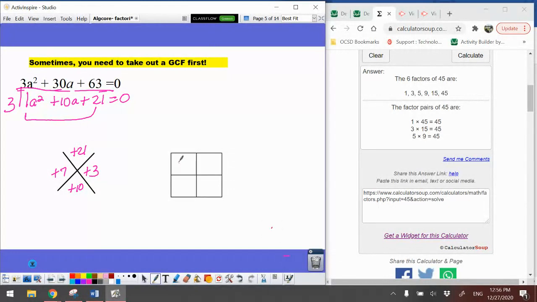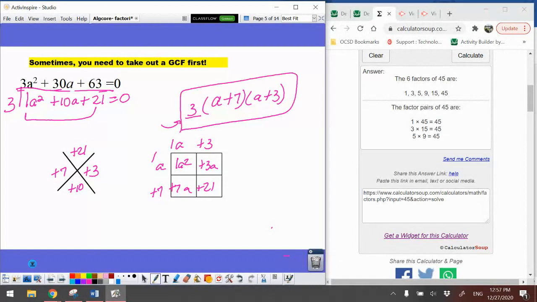So doing my crisscross, I have my 1a squared, my 21, positive 7, positive 3, take out my 7, take out my a, take out my a's and my 3's, and I have a plus 7, a plus 3, and I need my GCF, so the 3 still has to go here. Okay, so full factored form has my factors and my GCF. Now, this is equal to 0, so I'm not done.